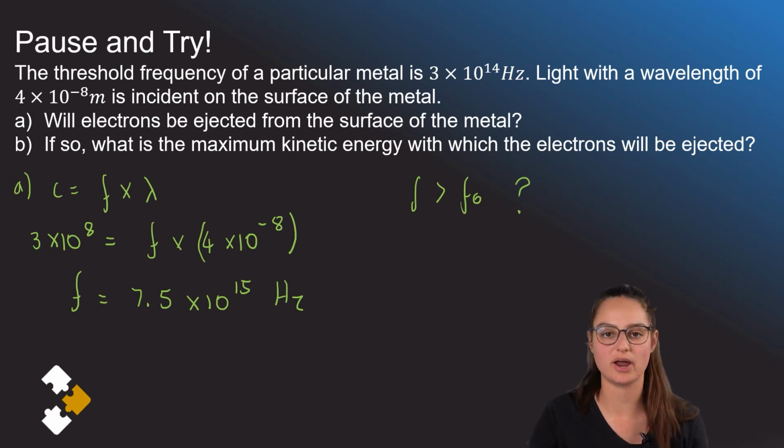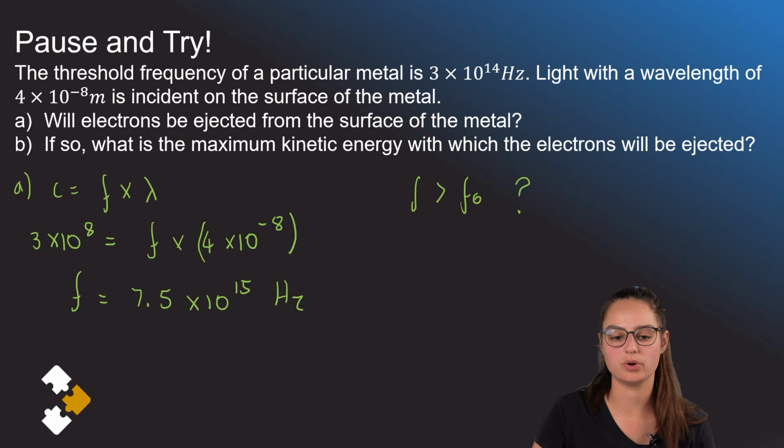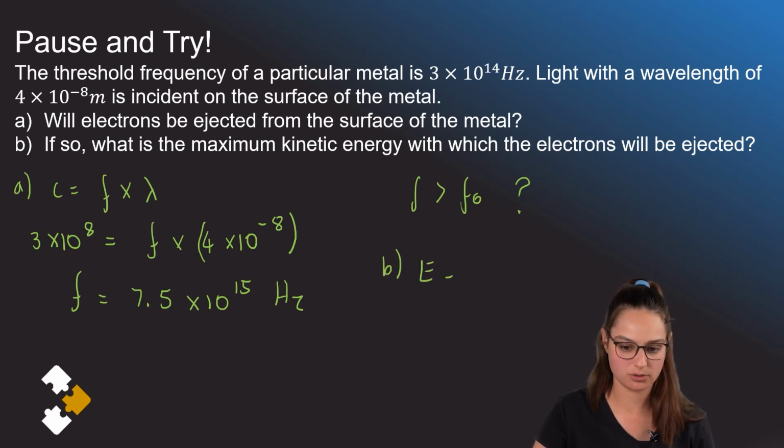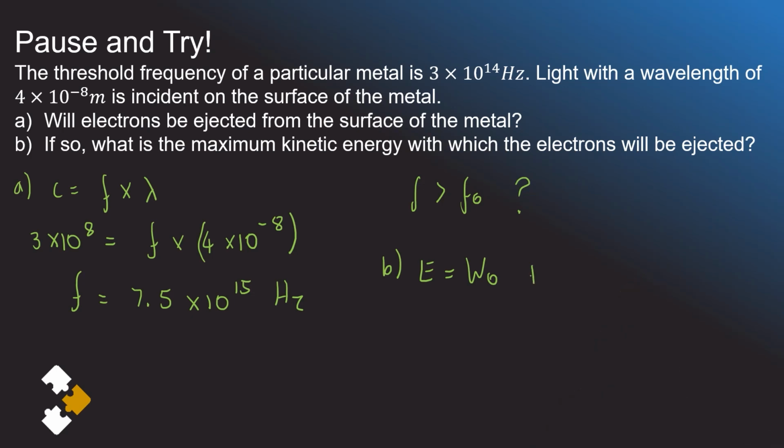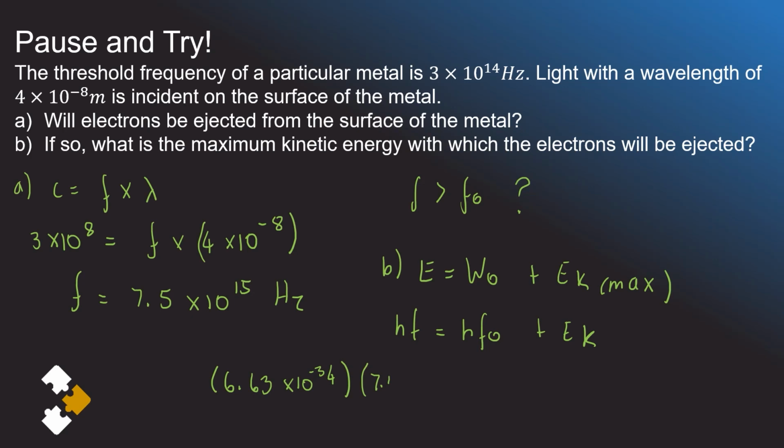Well, we're going to have to use that equation that we just learned about on the previous slides, which is E is equal to the work function plus the kinetic energy. So we know that E is equal to hf. The work function is equal to Planck's constant times the threshold frequency, plus kinetic energy. So let's start filling in these values. Planck's constant is 6.63 times 10 to the negative 34. Our frequency is 7.5 times 10 to the 15, and that's the frequency that we worked out in A.